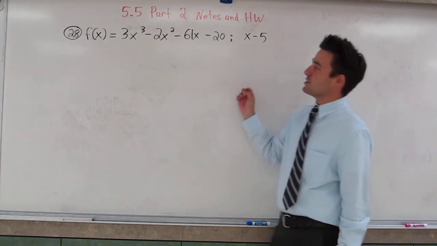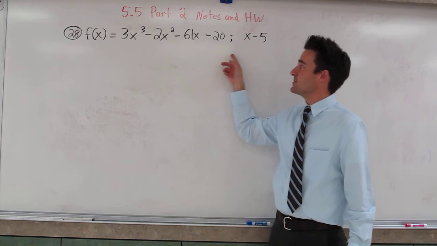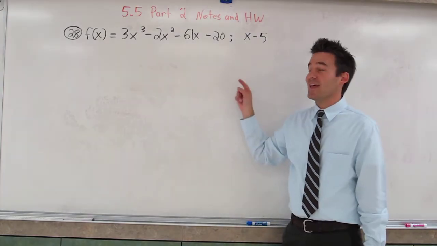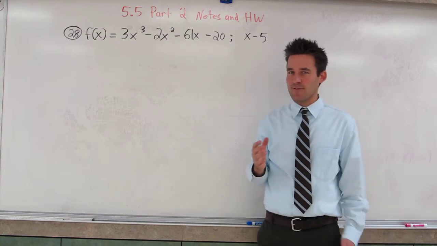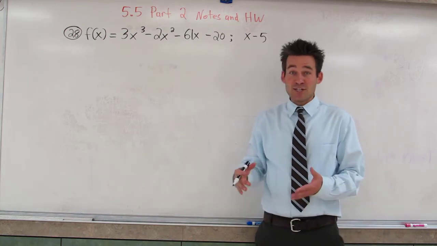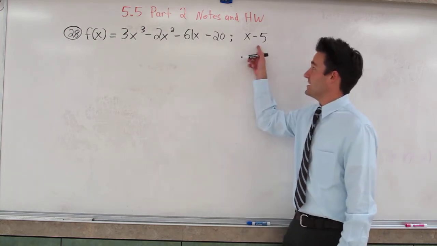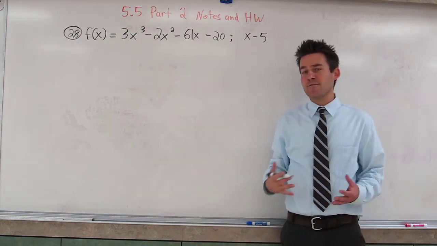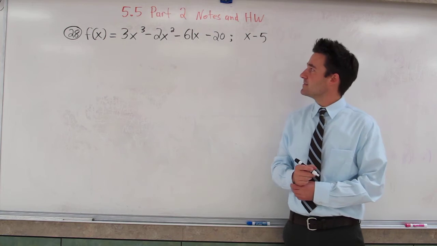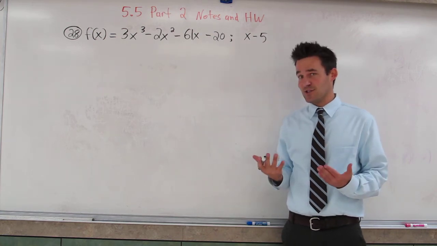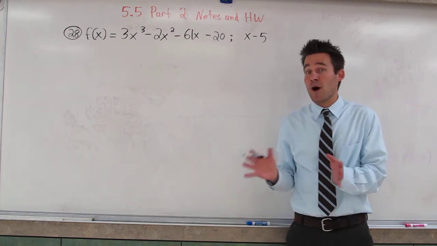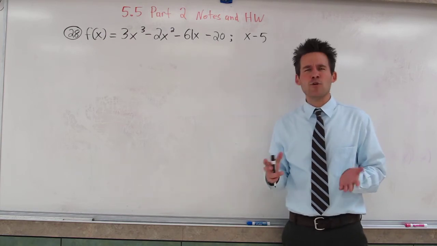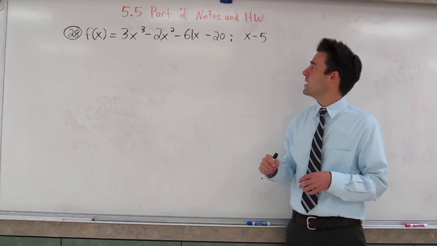So once again, our job here is to factor this polynomial completely, but we're given a hint. We're given the hint that x minus 5 is one of the factors. So to actually utilize our hint, we need to divide this polynomial by x minus 5 to figure out what the other factor is. I'm going to use synthetic division again, but you are welcome to use long division if you want.